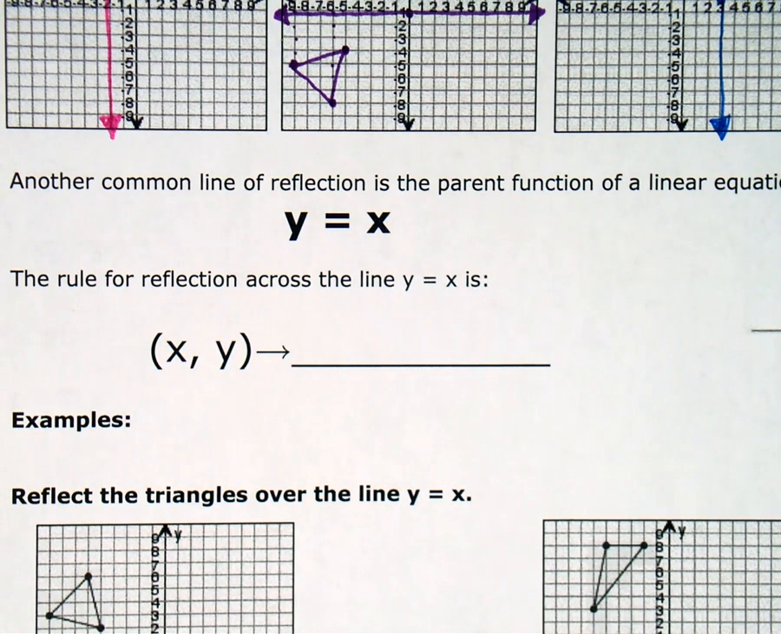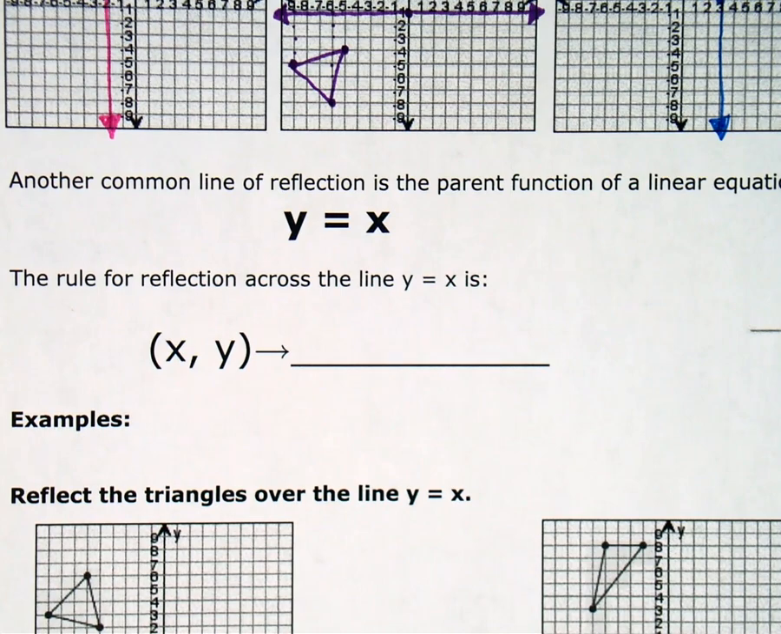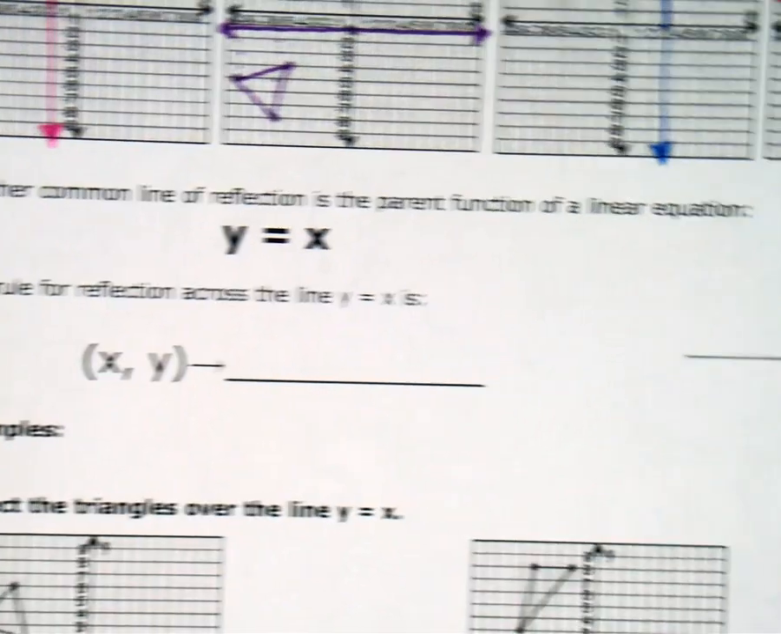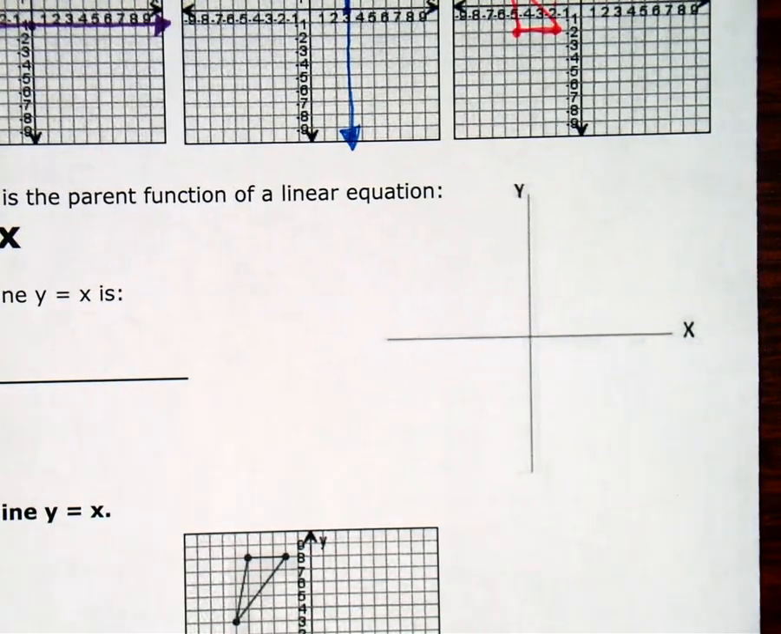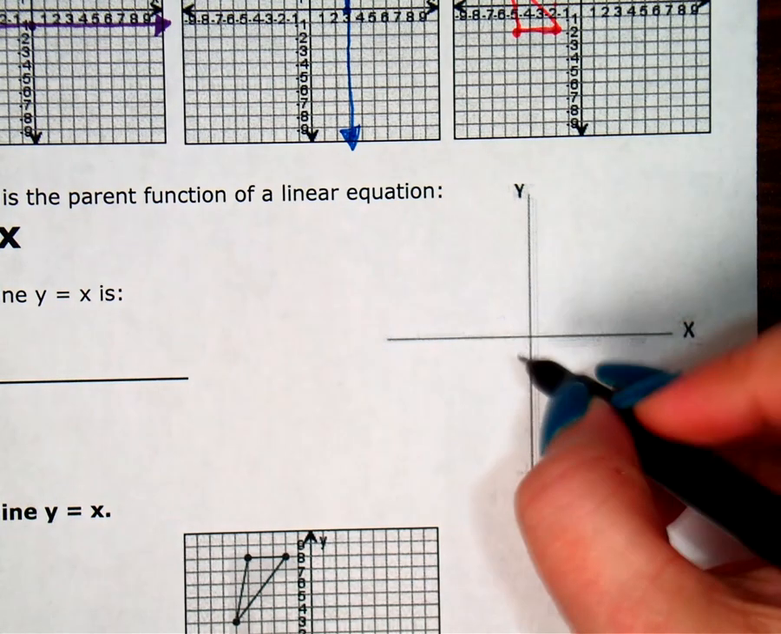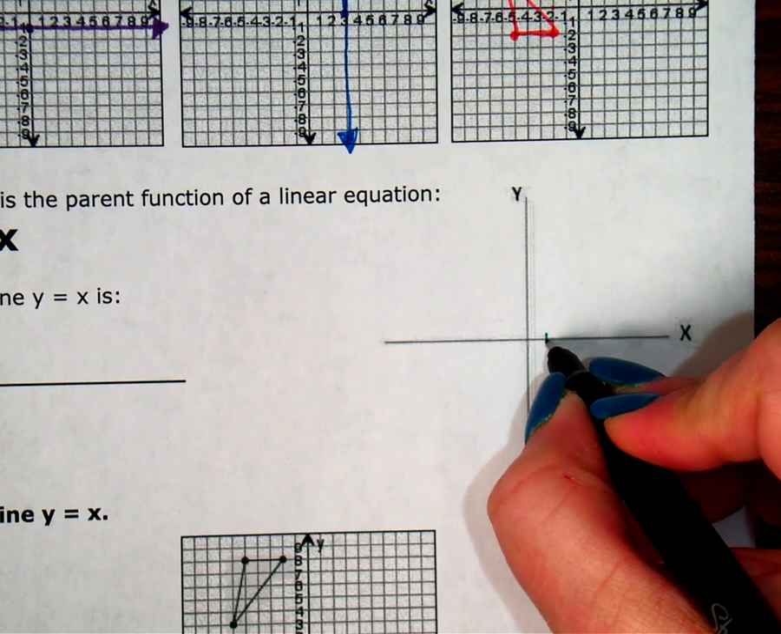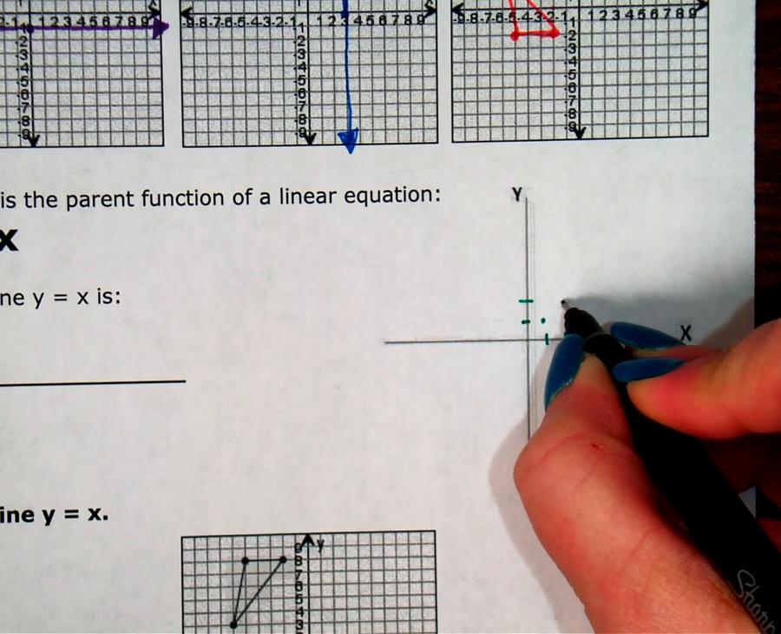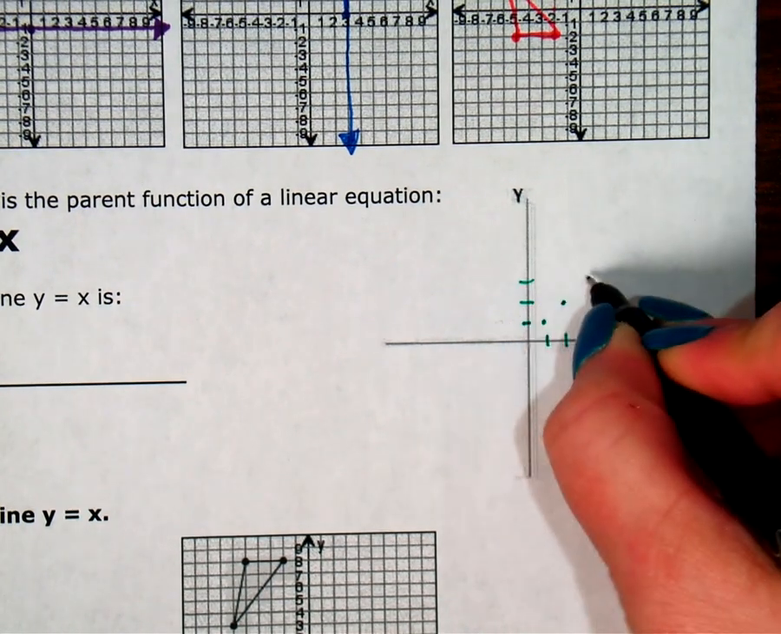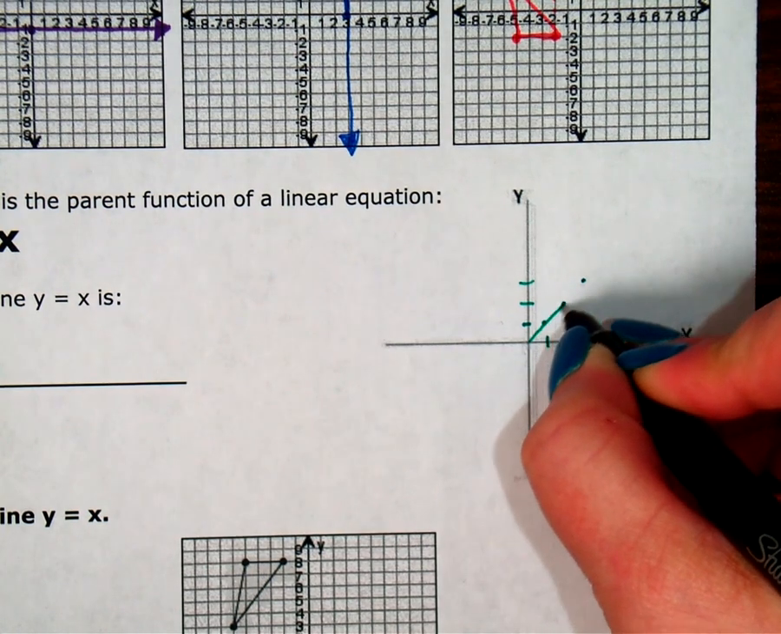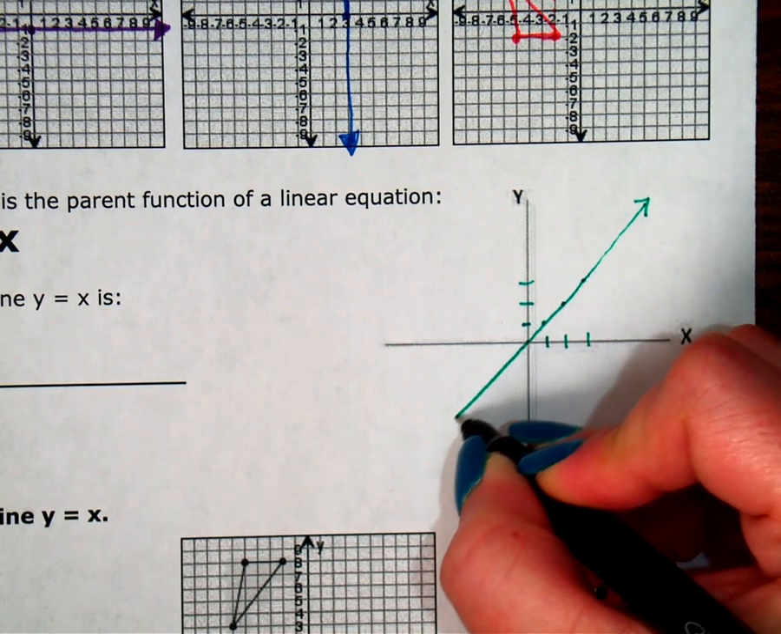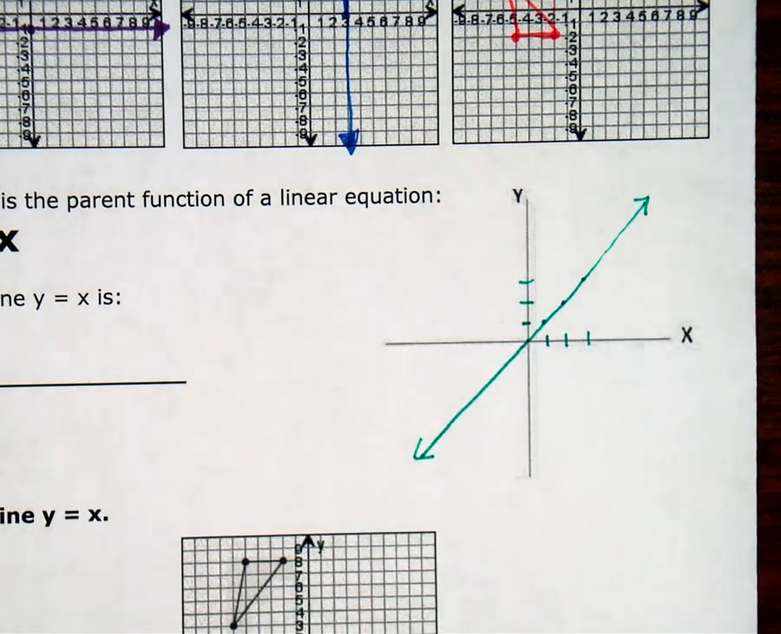Alright, so welcome back. In this video, I said we were going to look at the common line of reflection that was the parent function for the linear equation y equals x. When you graph that parent function, you're going to end up with the following graph. If y equals the same value of x, if x is 1, y is 1. If x is 2, y is 2, because they're the same value. If x is 3, y is 3. So your parent function is just that diagonal positive slope of 1 that goes through the origin. That is what our parent function looks like.